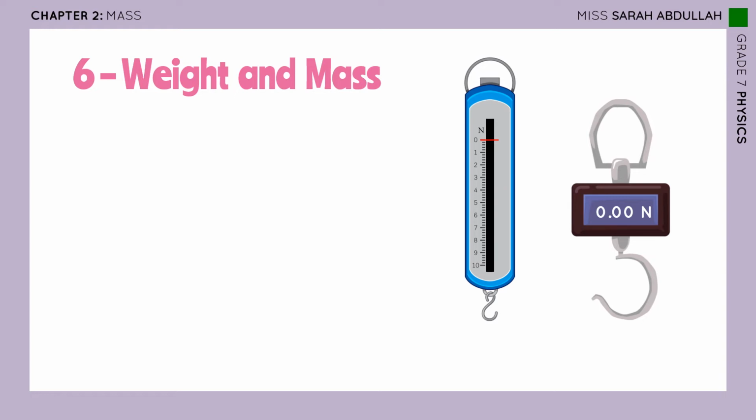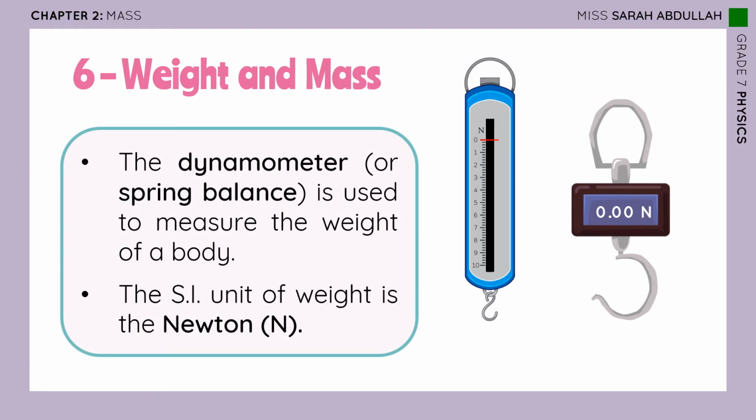So, first of all, we need to remember that a dynamometer, or we call it also a spring balance, has two names, dynamometer or spring balance. It is an instrument used to measure the weight of the body. And the weight's SI unit is Newton. Okay?